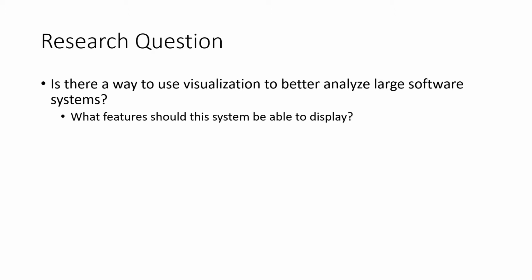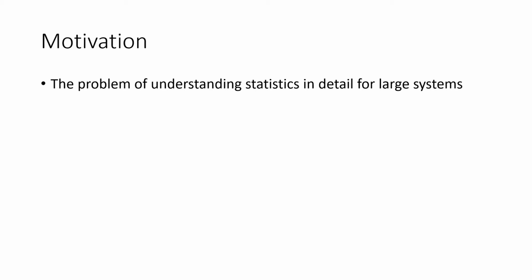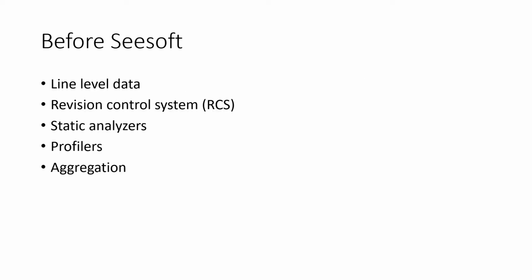The research question in this paper is: is there a way to use visualization to better analyze large software systems? And if so, what features should this system be able to display? The main motivation for this paper was the existing problem of understanding the statistics collected at the source code level of detail. This was especially difficult for large systems due to the volume of the code. On every large software system, line-level data is available but unutilized because of the user's difficulty analyzing it.